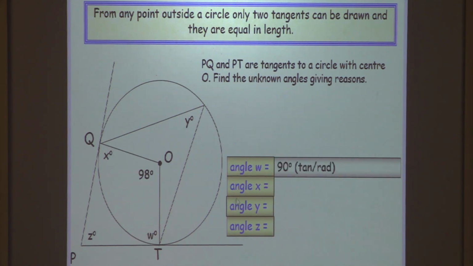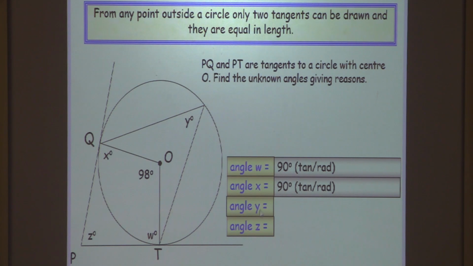Let's look at X. Where is X? Let me go look at X. What do I see around this X? This is the line. What is this line called? OQ is called a radius, and this line is called what? A tangent. Whenever a tangent meets a radius, what do we know? 90 degrees is formed. Therefore, this value of X here will also be equal to 90 degrees, tan radius theorem.